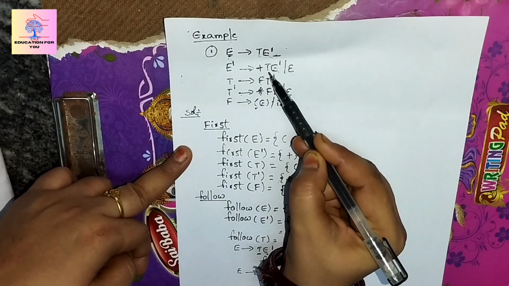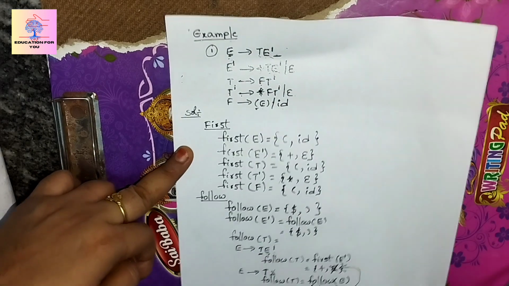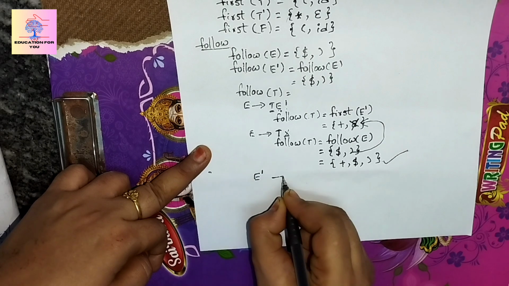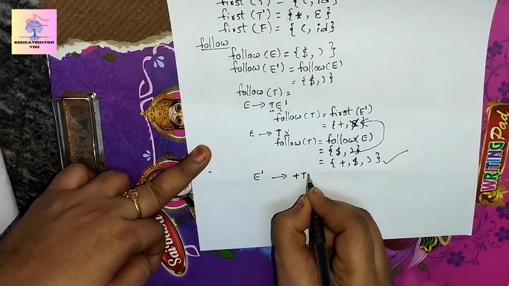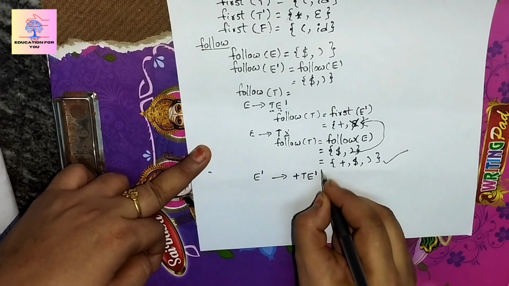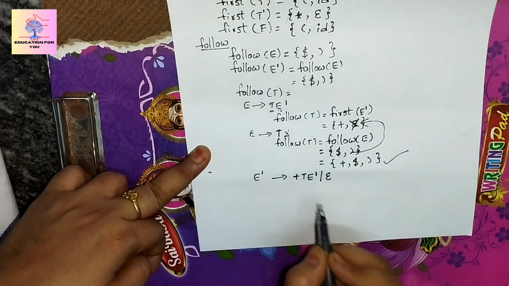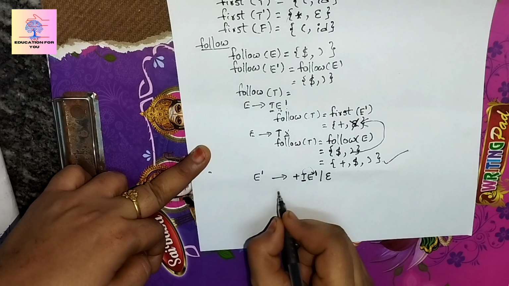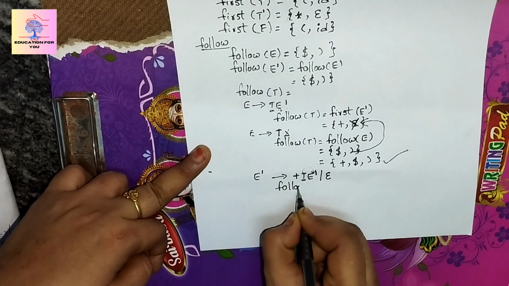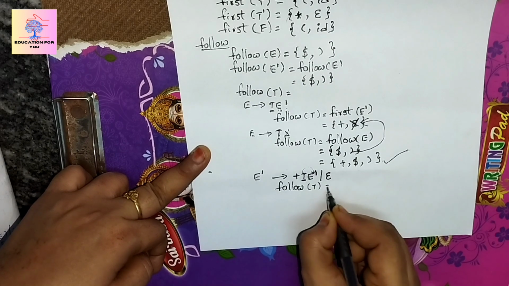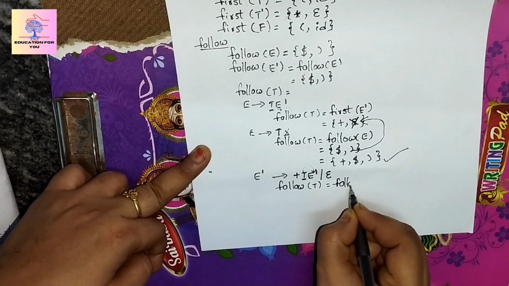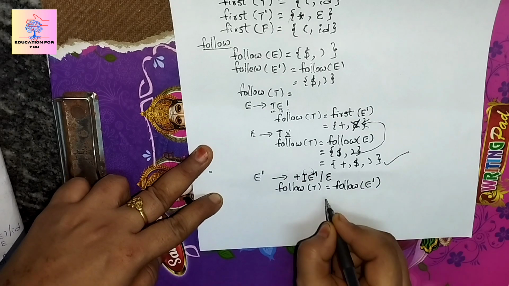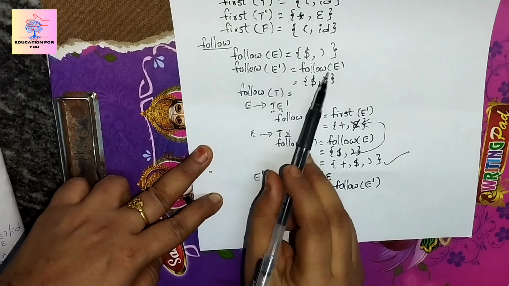Here also T is there, right? What is that production here? E dash is producing plus T E dash or epsilon. Okay, so here also T is there. Who is following T here? E dash. So follow of T can become as follow of what? Here E dash. What is the follow of E dash here?